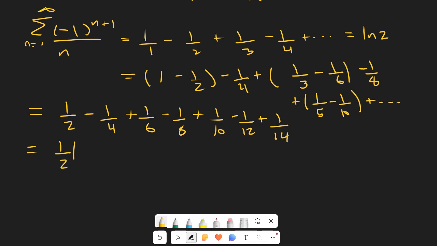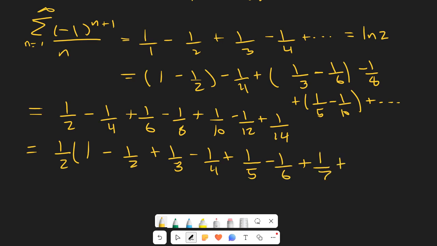You end up with a half multiplied by 1 minus a half plus 1/3 minus 1/4 plus 1/5, and then minus 1/6 plus 1/7, and that just keeps going on forever. But notice that by definition, that's the natural log of 2, so it is 1/2 natural log of 2. So we see that by rearranging the terms, you obtain a sum that is actually half the original sum, if you will.